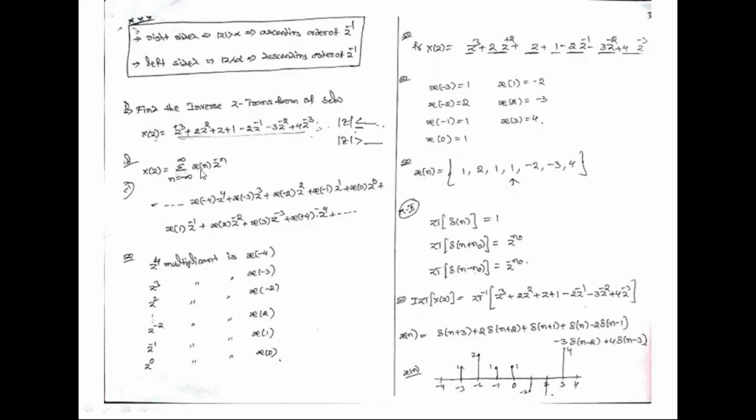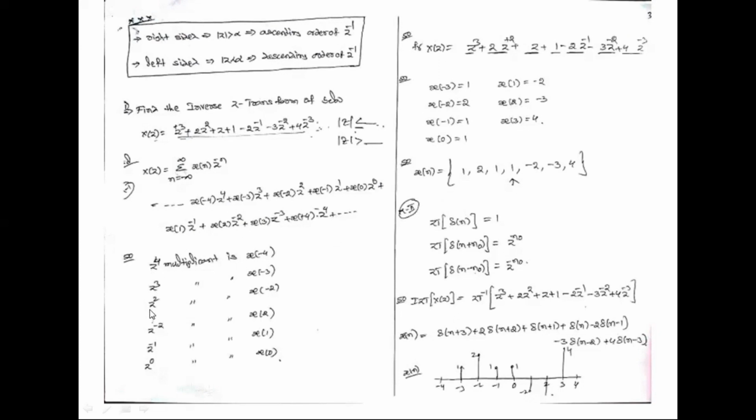So X of z, according to the definition of the z transformation, is equal to the sum from n equals minus infinite to infinite of x of n z power minus n. So expand from minus infinite: x of minus 4 z power 4, x of minus 3 z cube, x of minus 2 z square, x of minus 1 z, and x of 0 z power 0, plus, and now from here inwards, negative powers of z: x of 1 z power minus 1, x of 2 z power minus 2, x of 3 z power minus 3, x of 4 z power minus 4, and so on to infinite.